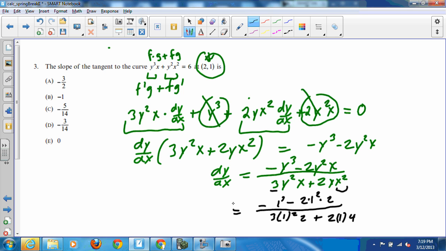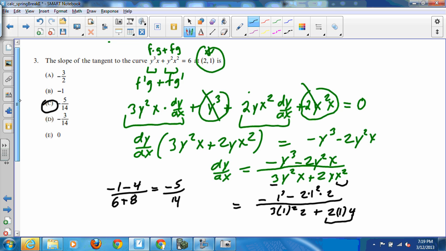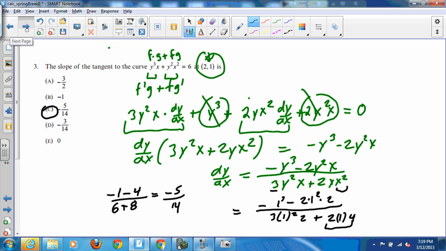So we'll do it over here. We have a negative 1 on top. 2 times 1 is 2, times another 2 is 4. So we have a negative 5 on top. Looks like it's going to be C. Now let's take care of the bottom just to make sure. We have 3 times 1 squared is 3, times 2 is 6, and then 2 times 1 times 4 is 8. So indeed it is that. Alright, so just make sure you don't make an arithmetic mistake on that, and you should be in good shape.